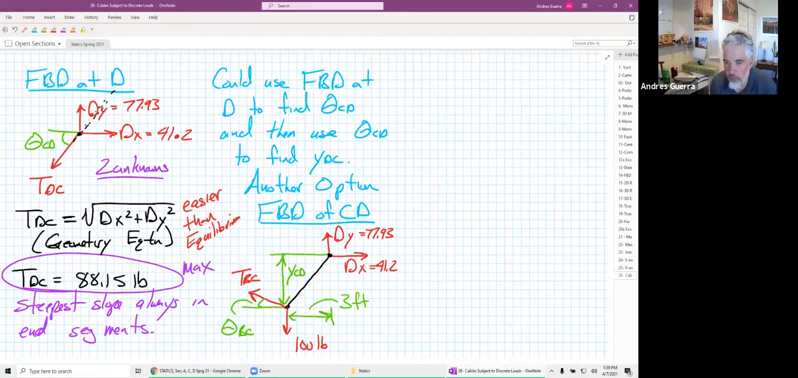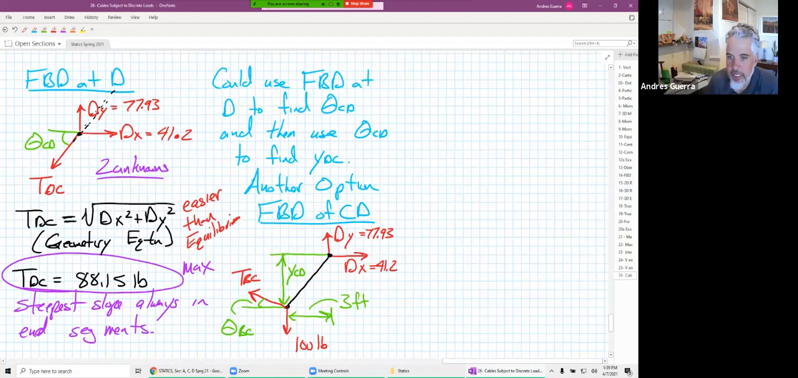Well, if we did the moment at D, how many unknowns would we have? I see Olive in the chat saying moment at D, and we could find TBC. Well, actually, wouldn't we have 3 unknowns? We would have TBC, theta BC, and YCD. We would have 3 unknowns if we did the sum of the moments about D. D actually is where we know stuff, right? We know dy, we know dx. So yeah, moment about C.